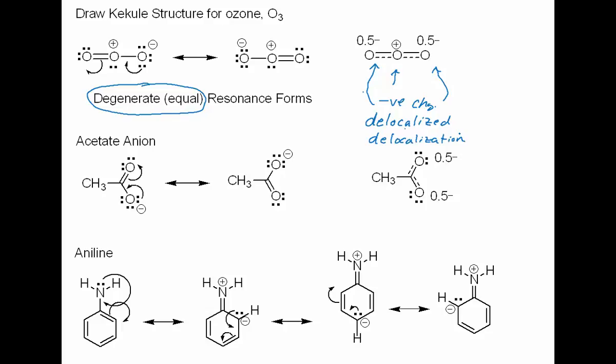A similar place where this is important is in the acetate anion. Okay, so the acetate anion, we can write a resonance structure that's also degenerate, where we have the negative charge on the other oxygen. And if we look at the resonance hybrid, what we see is that the negative charge is also delocalized. And when we discuss acid-base chemistry later in this chapter, we're going to see that this is an important phenomenon.